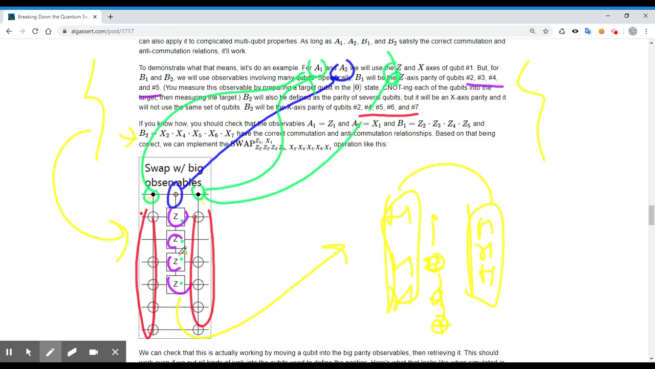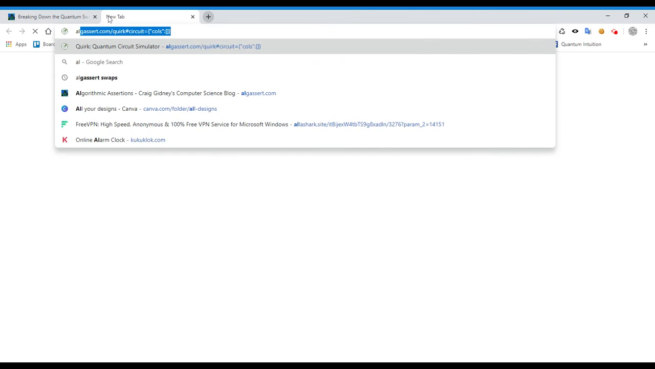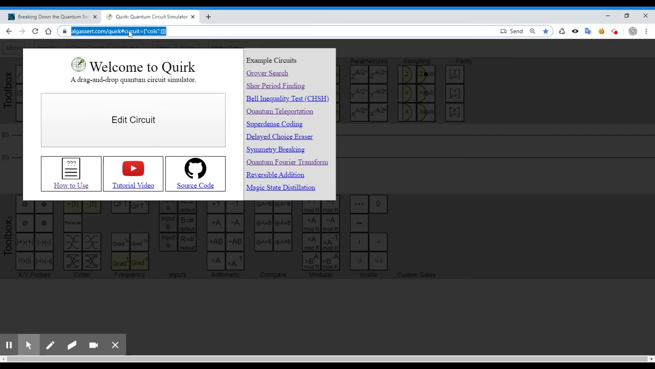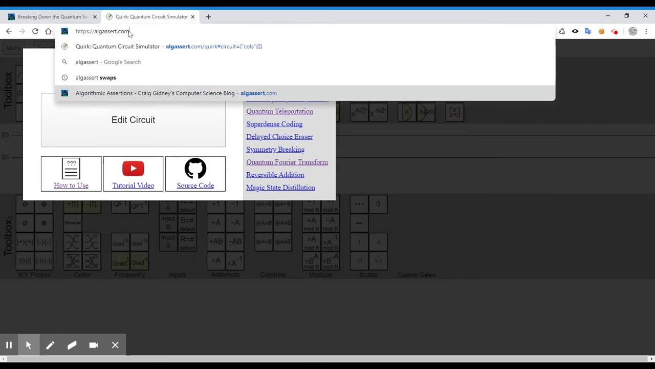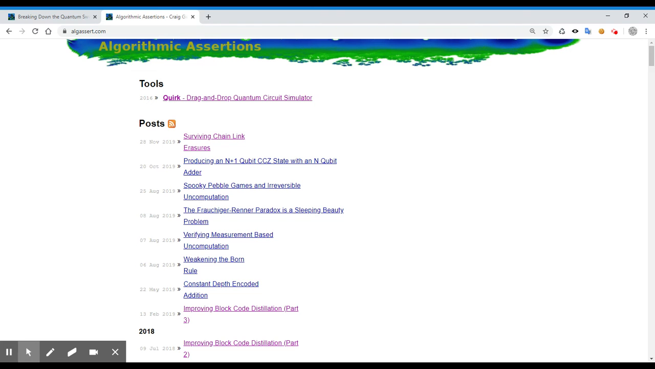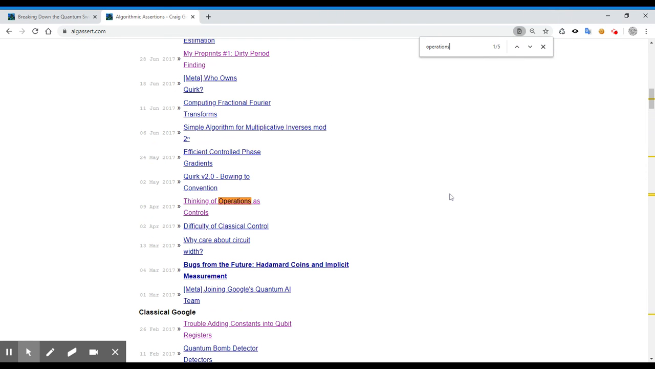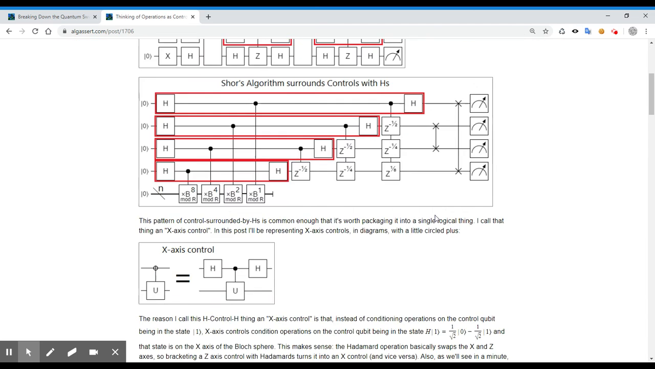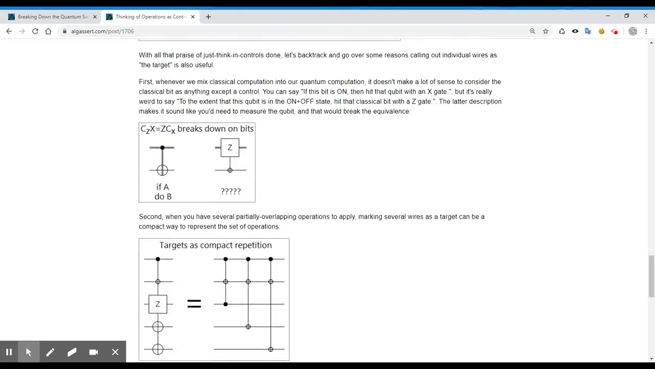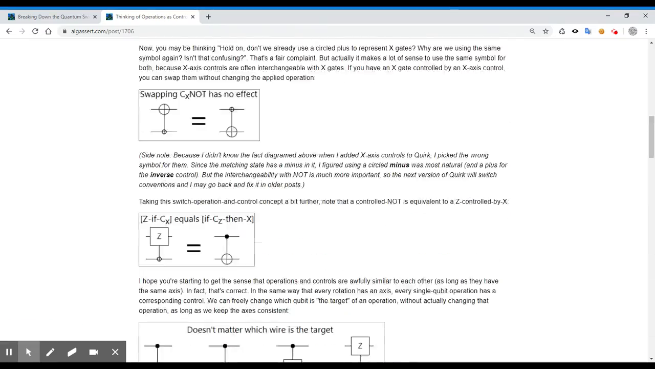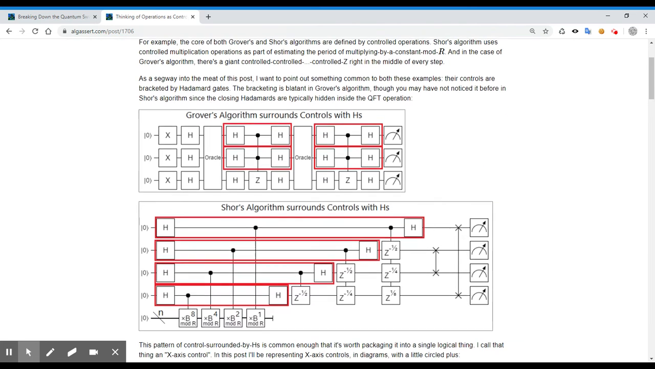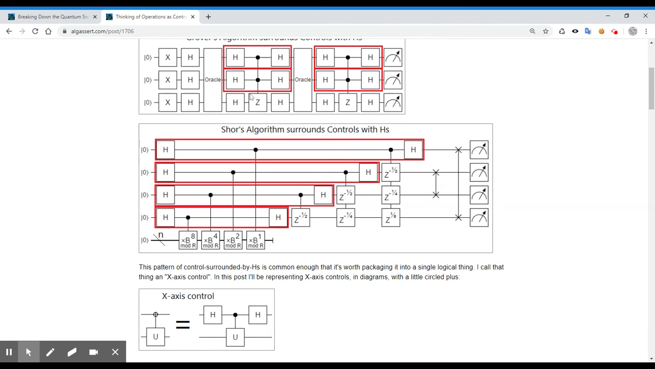So if you don't know why, then check out the axis control. Check out, that's the... so no, not here. Quirk.com. So you basically have the operations as controls, and you must read that. Definitely read that. That's a really insightful one. So here we've got the QFT actually. There's also Hadamard sandwiches. Maybe it's something to take a look at as well.